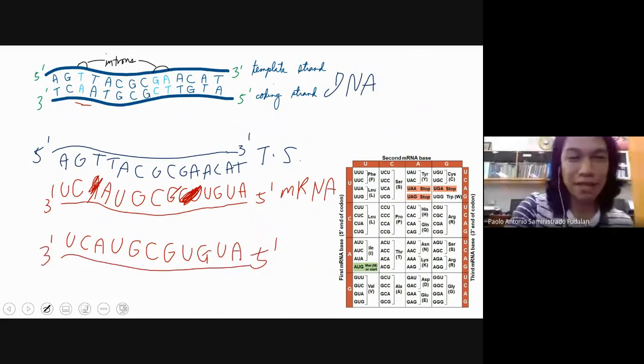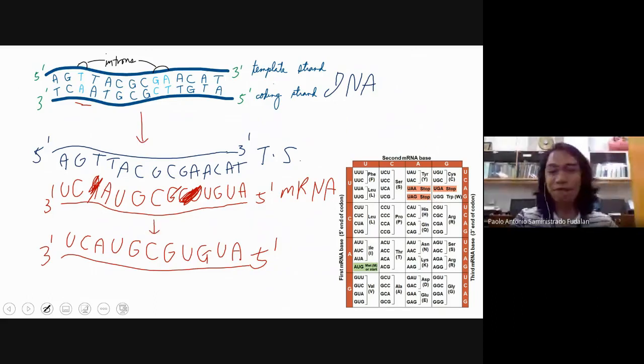So I now have my mRNA ready for translation. Okay? And if you look at here, translation proceeds from 5' to 3'. My first 3 letters from 5' are what? A, U, and G. And what does AUG mean? It means start. Okay, so there.